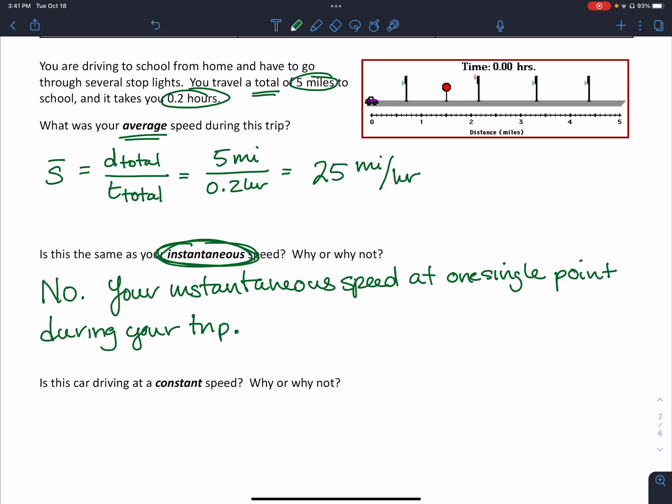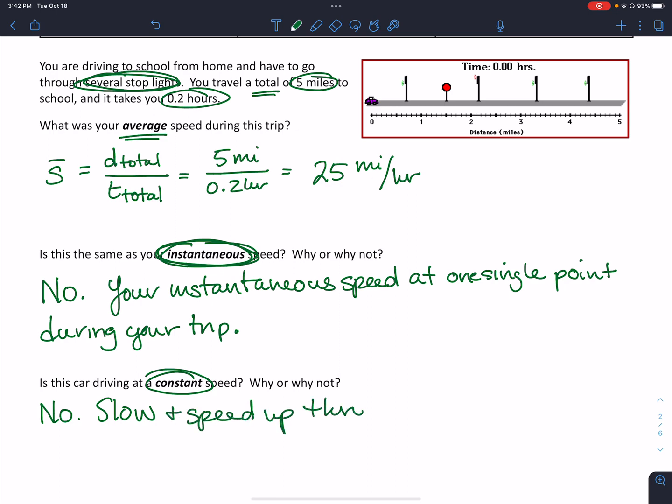Next, it says, is this car driving at a constant speed? Why or why not? Well, we were traveling to school and we had to go through several stoplights. I know when I'm driving and I see a stoplight, I have to slow down. And when it turns green, I have to speed up, which means that I'm not going to be moving at a constant speed. So the answer here is no. I'm going to slow down and speed up throughout my trip because of those stop signs and stoplights.